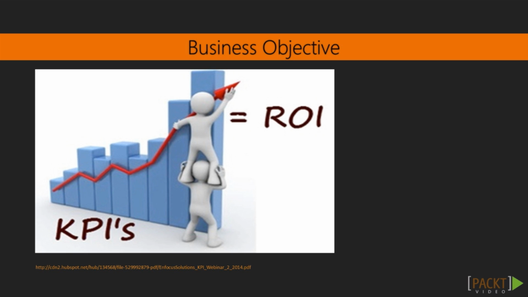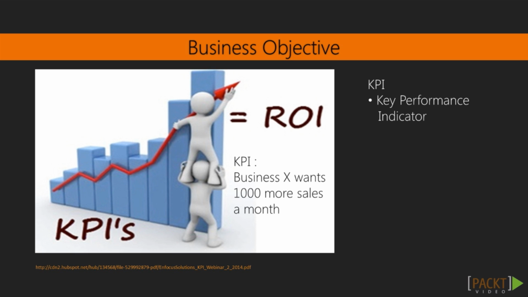If the problem is business X needs to update their e-commerce website to capture more sales online, then you start by defining a KPI. A KPI is a key performance indicator. It is a benchmark for defining success and becomes an anchor point when thinking through a problem. An example of a KPI is business needs 1,000 more sales a month.